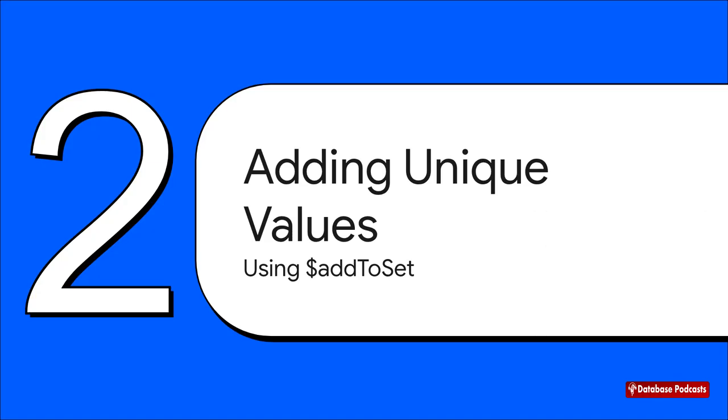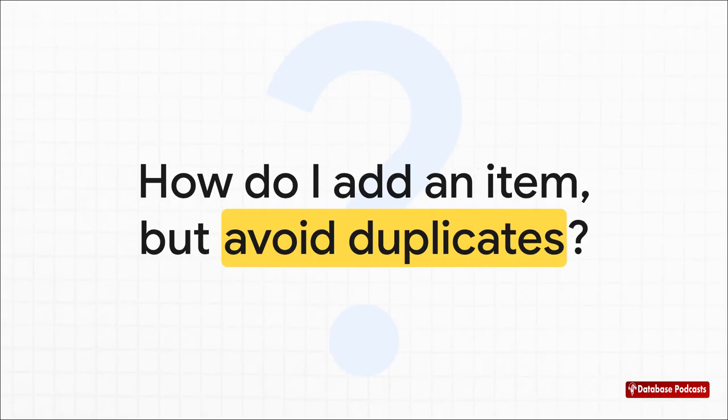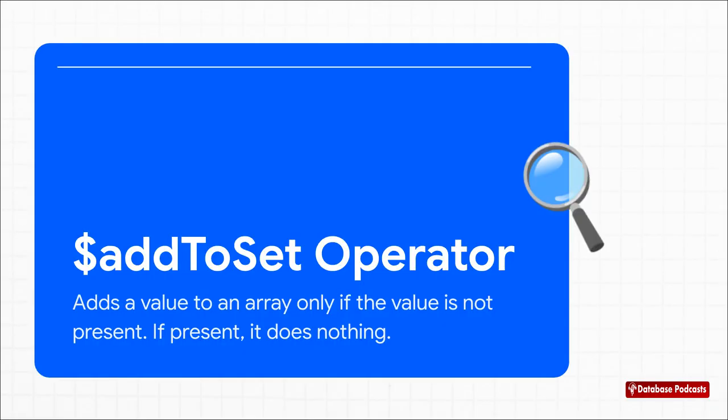Okay, so we can add elements pretty easily, but what about duplicates? If you use $push to add a location that's already in the list, you'll end up with duplicates. To avoid that, we need a different tool. Right, and this is a classic data integrity problem. In a SQL world, you might use a unique constraint. So in MongoDB, how do you add a hobby to a user's profile and be absolutely sure you don't add the same one twice? And the answer is the $addToSet operator.